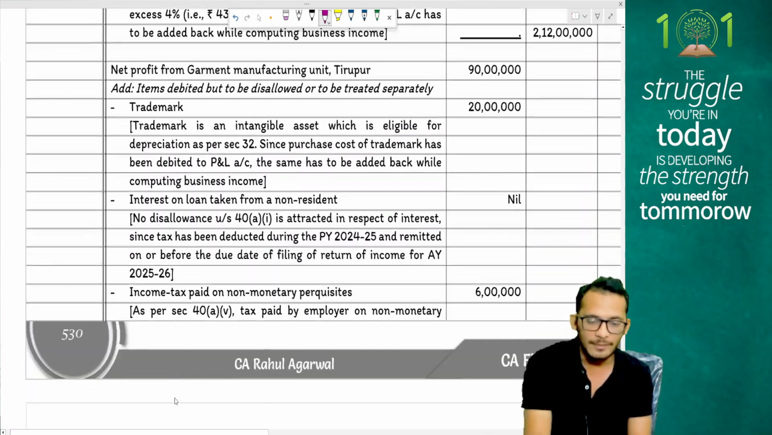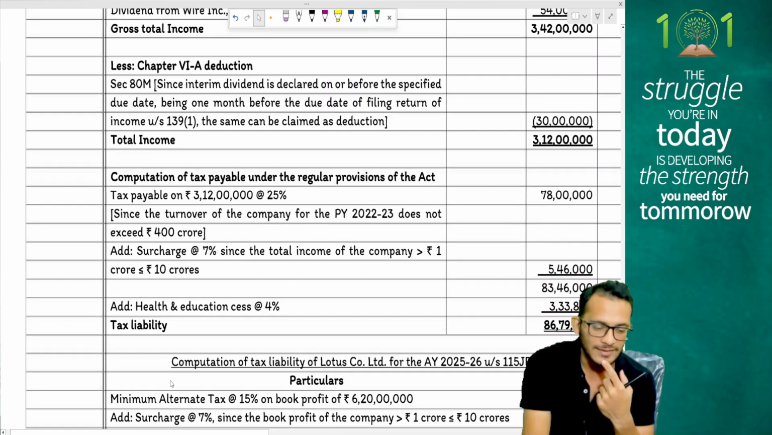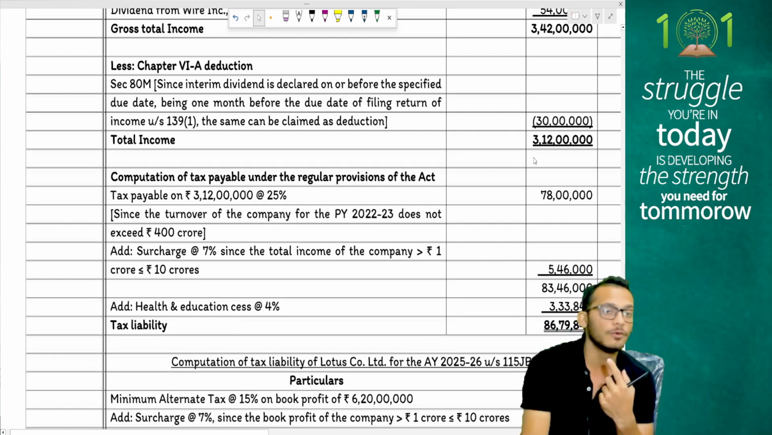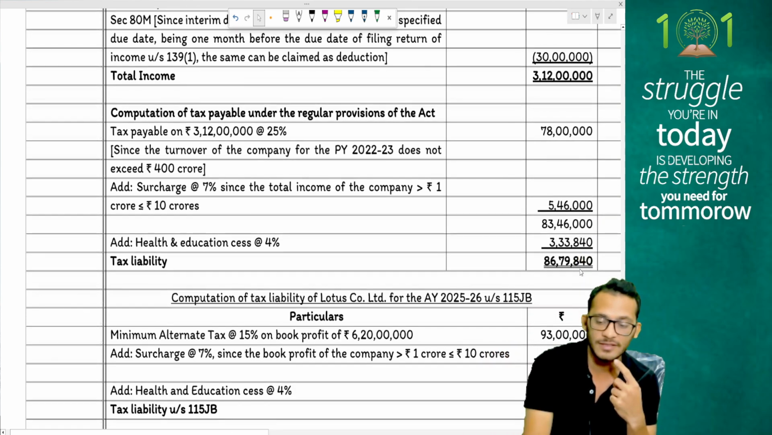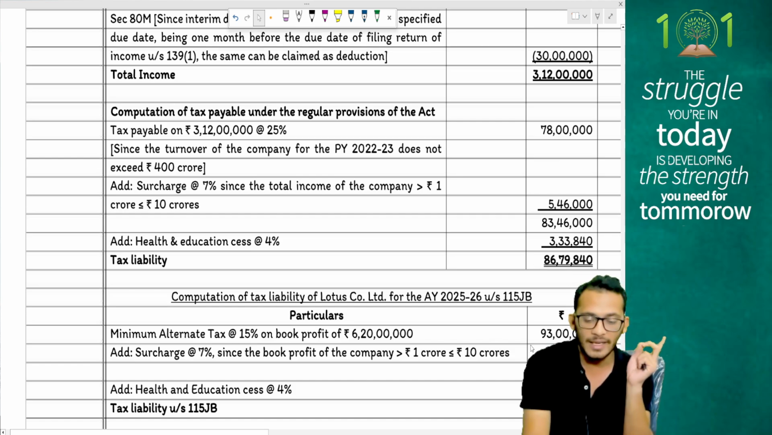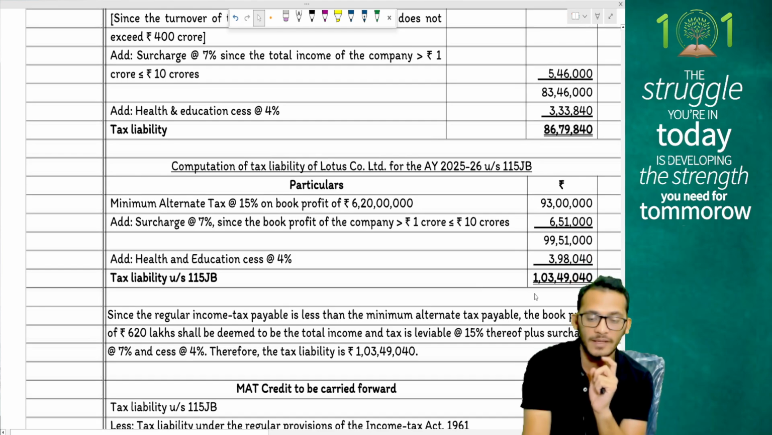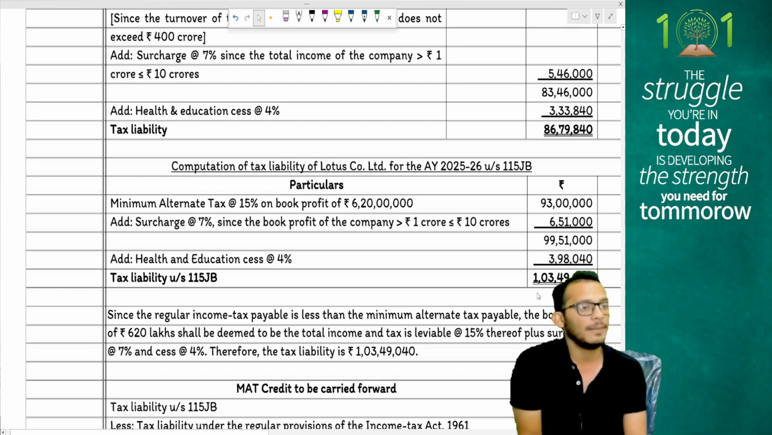Check. If I take my total income, people, and I find my total income in the question for regular tax, I have 3.212 crores in my normal. I'm computing tax at the rate of 25% plus a surcharge of 7%. I get a tax of 86,79,840. This is my normal tax. For MAT, people, I had 6 crore 20 lakhs. I have done 15%, surcharge of 7% with a cess of 4%, which becomes 1 crore 3 lakh 4940, which means I am at MAT.